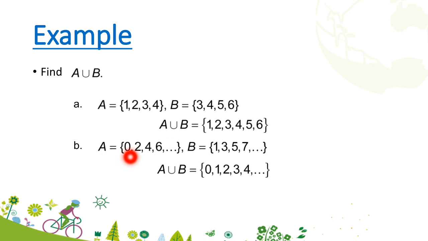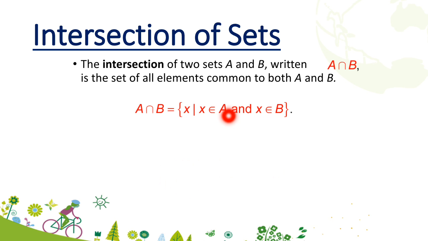Okay, once again, find the union of A and B. Here set A is 0, 2, 4, 6 and so on. Set B is 1, 3, 5, 7 and so on. Its union will be 0, 1, 2, 3, 4, 5, 6, 7 and so on. Students, this is the way you will find the union of two sets. Okay, the next one is the intersection of sets.